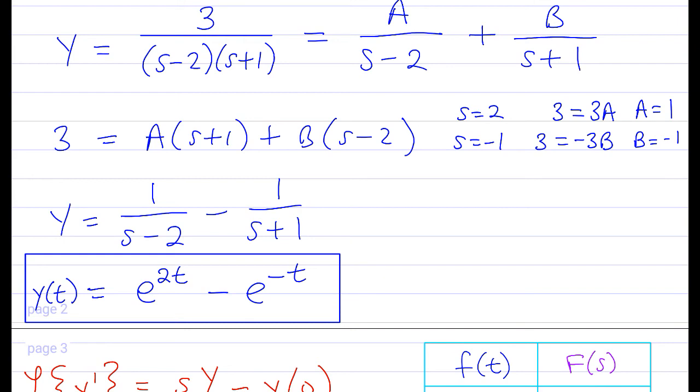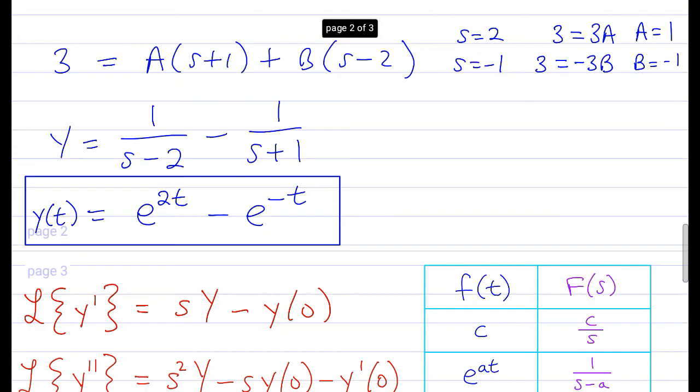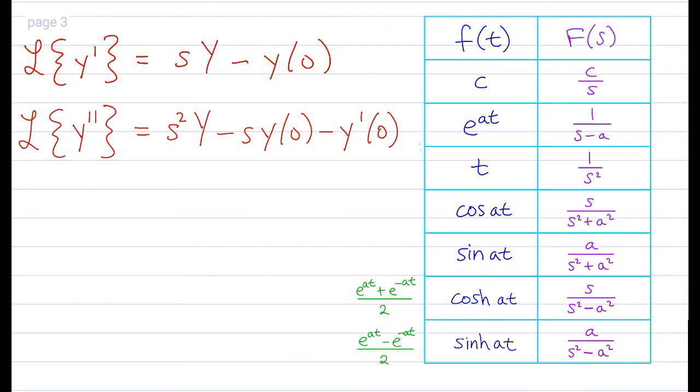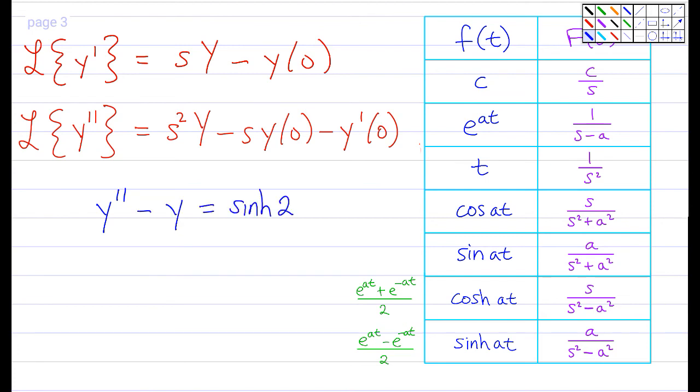Okay, let's do one more differential equation. Maybe a little tougher one this time. Okay. y double prime minus y is equal to sinh of 2t, the hyperbolic sine of 2t. What's great is that even though this is more complicated, we're going to use the same method to solve this differential equation. Here we go.